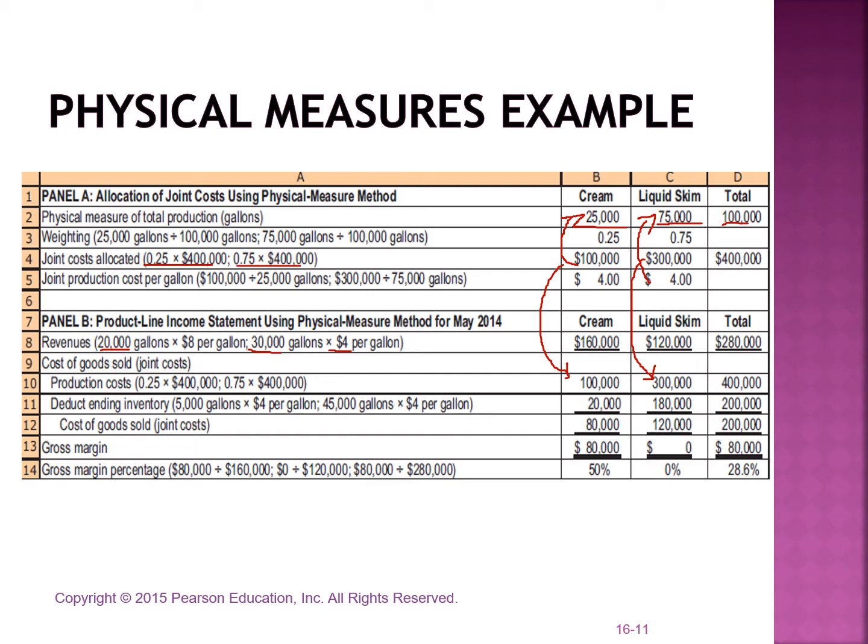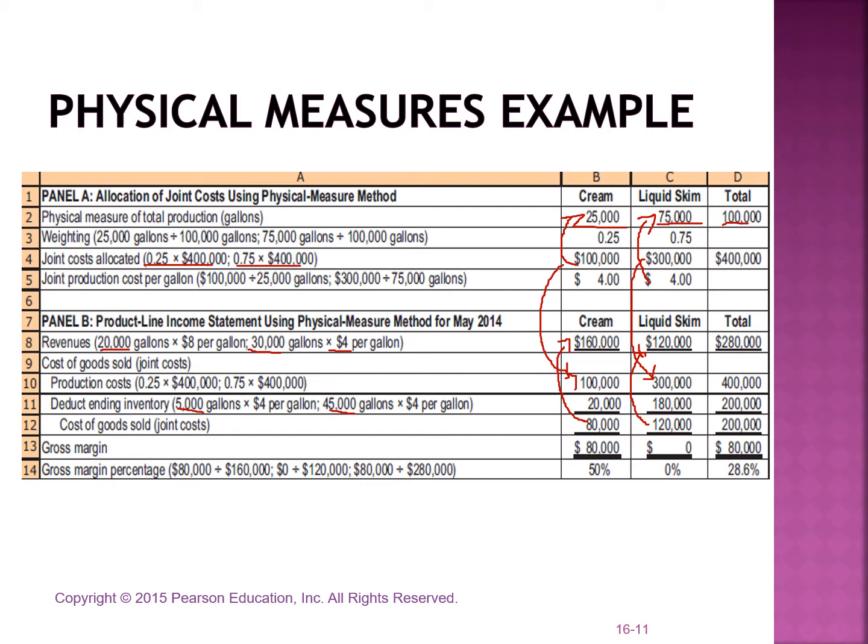So I will deduct the ending inventory, the remaining 5,000 and 45,000 at the cost that I already incurred, and the cost will be 80,000. I will deduct this 80,000 from the 160, and the 120,000 out of the 120,000. So the gross profit here is 80,000, and here is 0, because the revenue is equal to the cost.